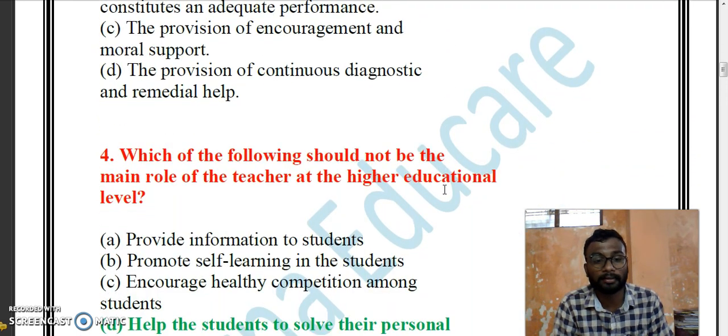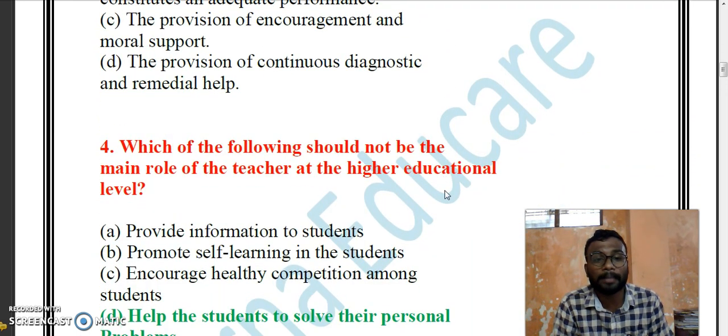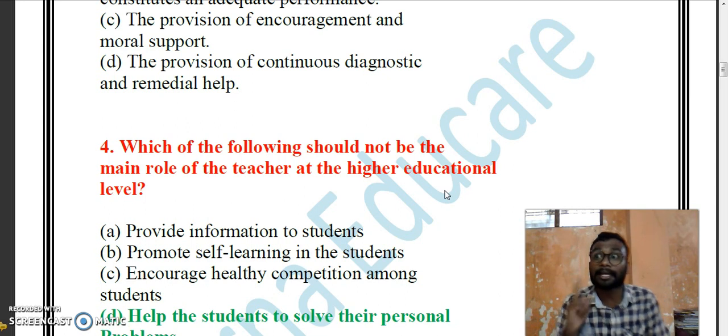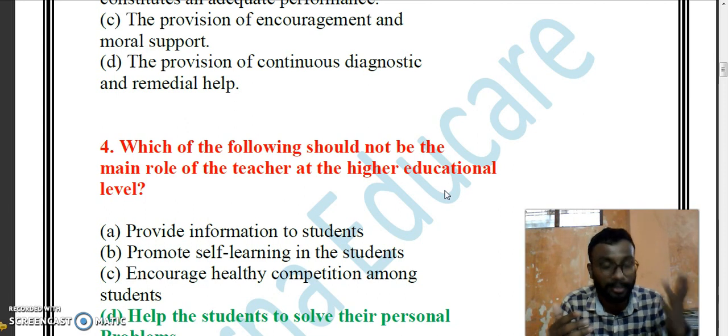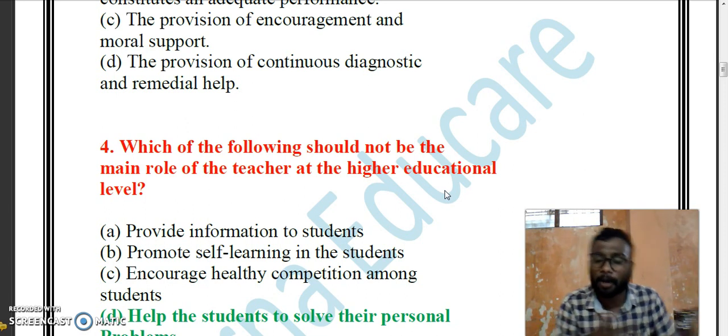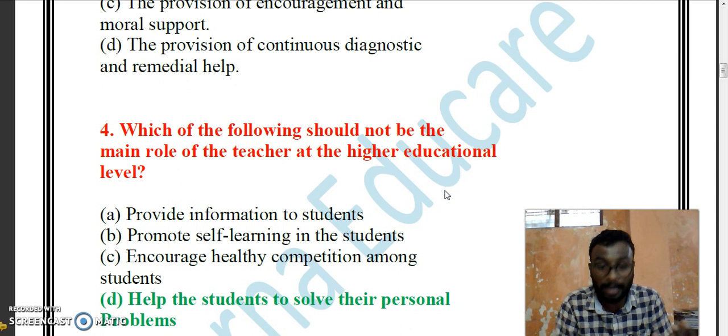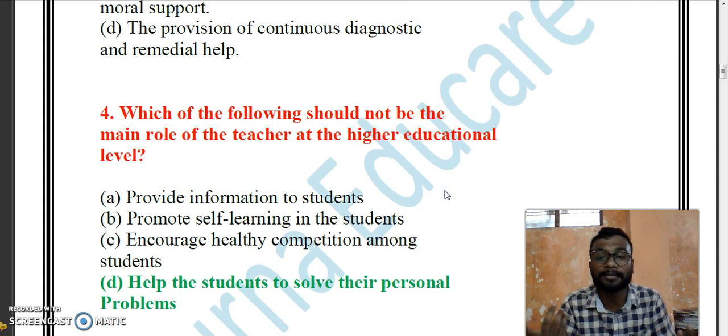The fourth question: which of the following should not be the main role of the teacher at the higher education level? Providing information to students, yes, that should be the role of the teacher. Promoting self-learning in the students, yes, self-learning is really important. Encouraging healthy competition among the students is really required. Helping the students to solve their personal problems.